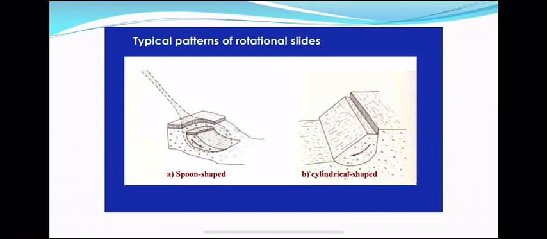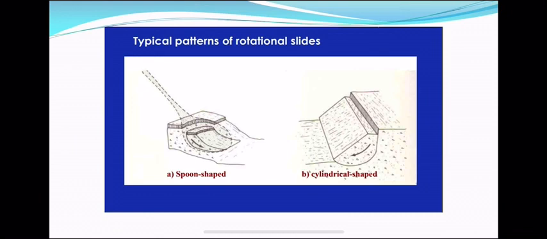Now in this figure we can observe typical patterns of rotational slides. One is a cylindrical shaped failure surface. You can see that the cylindrical shape is a circular arc, but the failure surface which is shown is mostly common for plane strain structures.